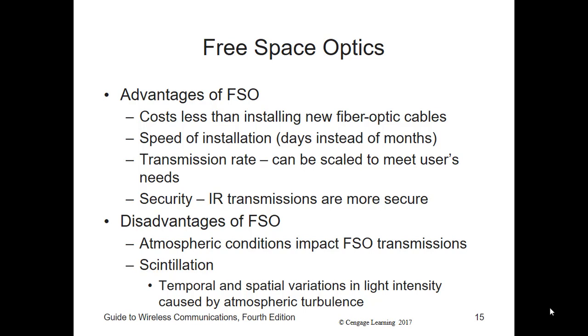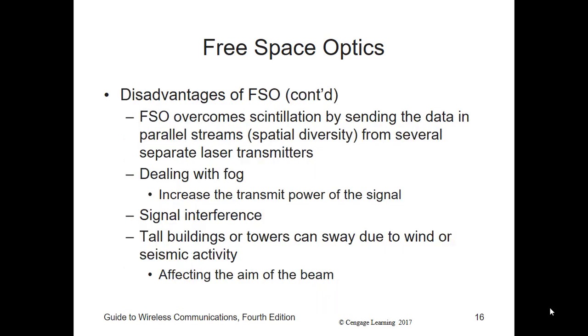Now, the FSO can overcome the scintillation by sending the data in parallel streams from several separate laser transmitters. These transmitters are all mounted in the same transceiver, but are separated from one another in such a way that it's unlikely that while traveling between the transmitter and receiver, all the parallel beams will encounter the same pocket of turbulence, given that scintillation pockets are typically rather small. At least one of the beams will arrive at the target node with adequate strength to be properly received.